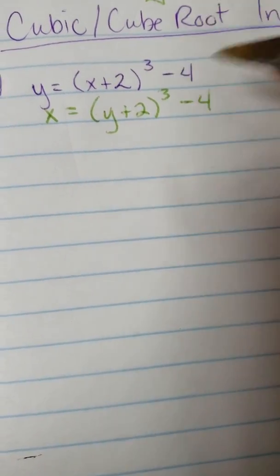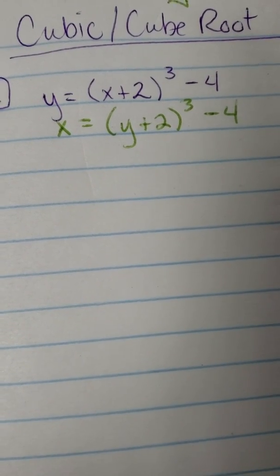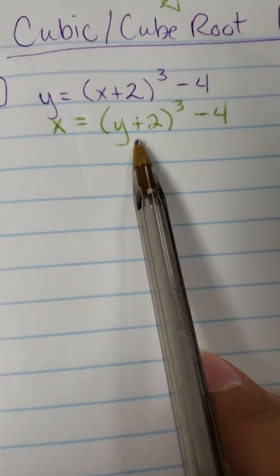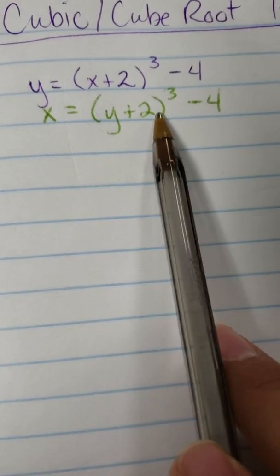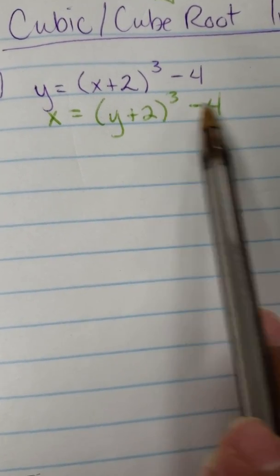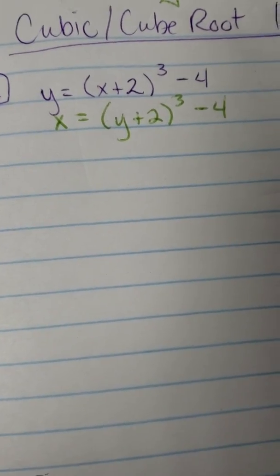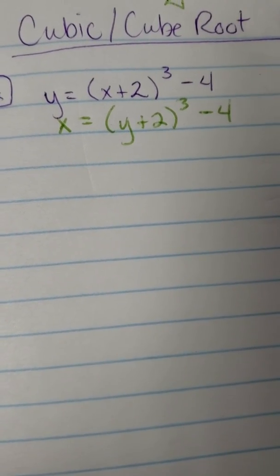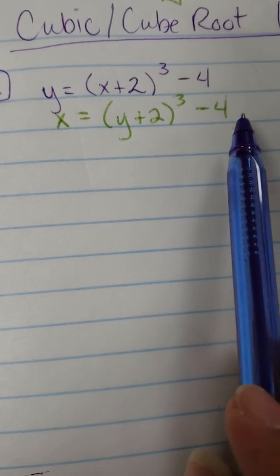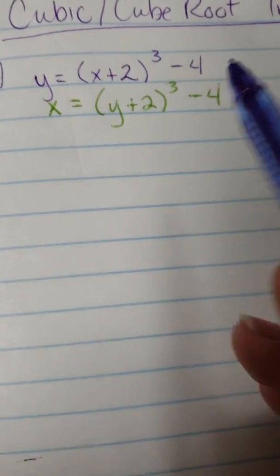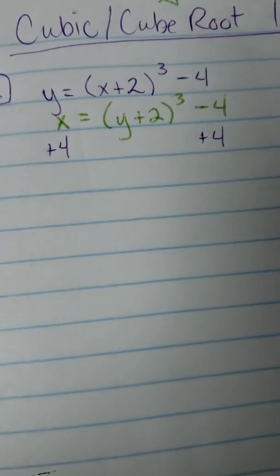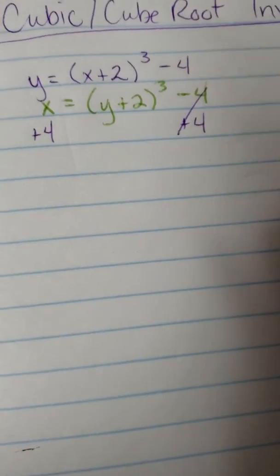So this becomes x equals parentheses y plus 2 cubed minus 4. Okay, and then our goal is to get this y by itself. So to get the y by itself, I have to get rid of the 2, that little cube, and the minus 4. And when we're trying to solve for a variable, we always start from the outside in. So I'm going to get rid of the 4 first. So plus 4, plus 4. That gets rid of it here.